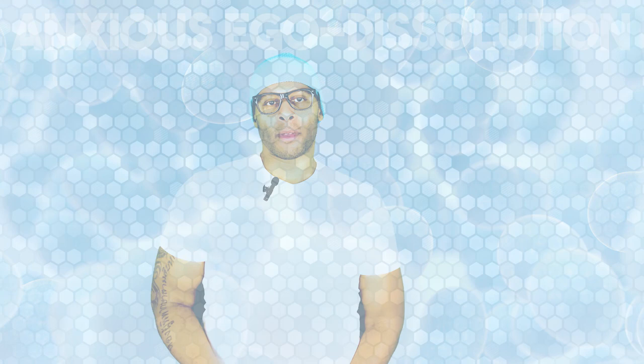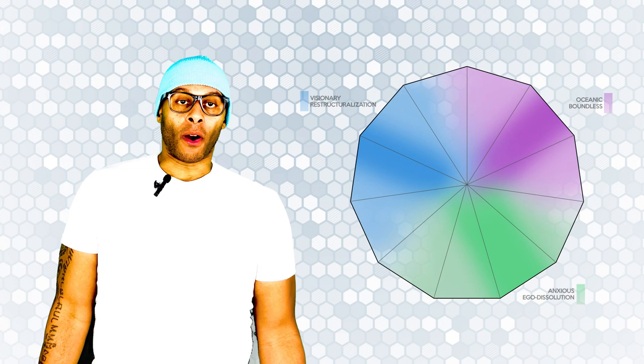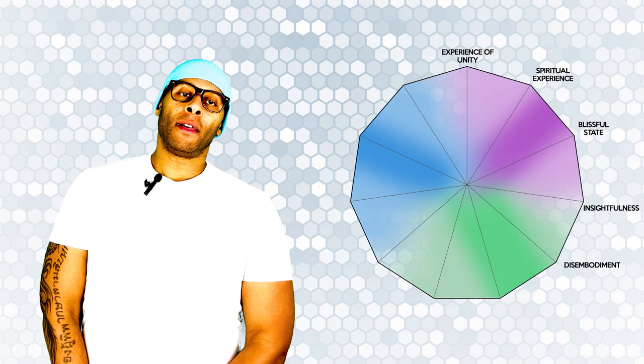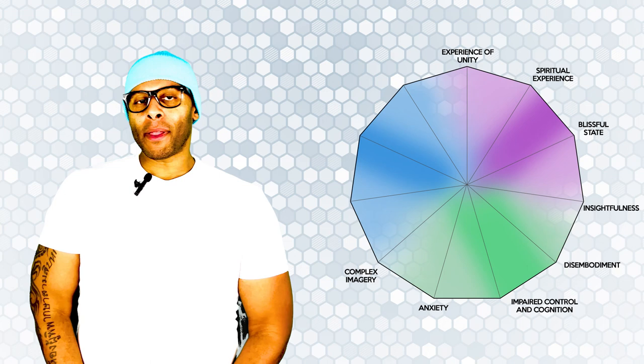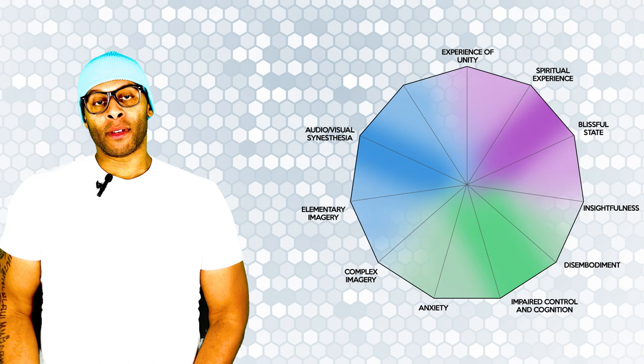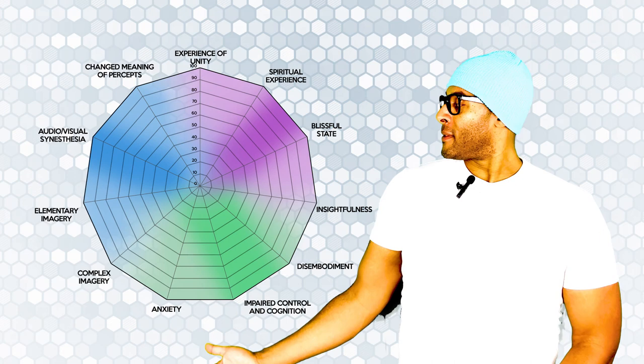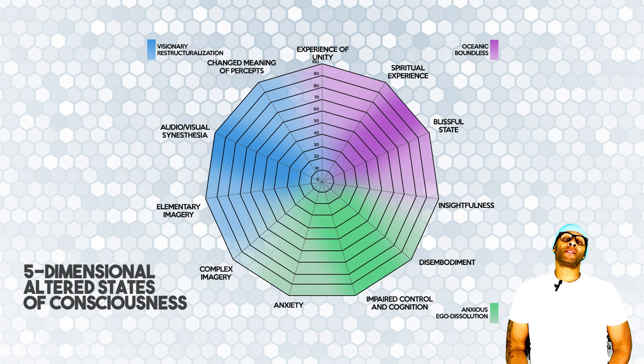The 11 dimensions the scale consists of are experience of unity, spiritual experience, blissful state, insightfulness, disembodiment, impaired control and cognition, anxiety, complex imagery, elementary imagery, audio, visual, synesthesia, and changed meanings of percepts. In order to give measurements to all of this, these dimensions are scaled using a 0 to 100 measurement, like this. And that is your five-dimensional altered states of consciousness scale, or 5DASC if you don't want me to say that entire thing again.